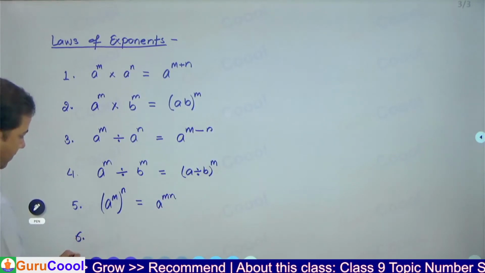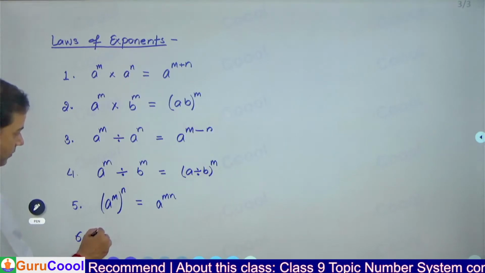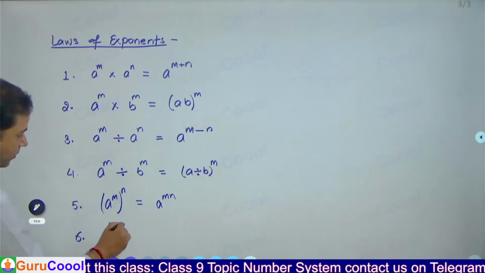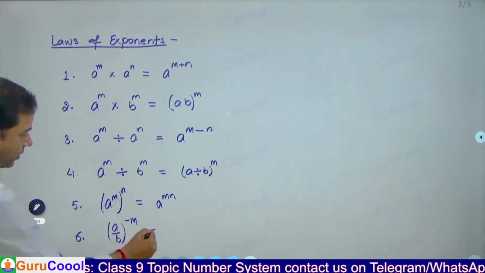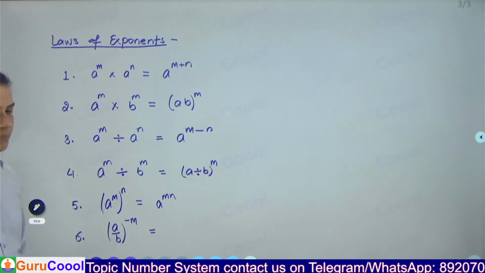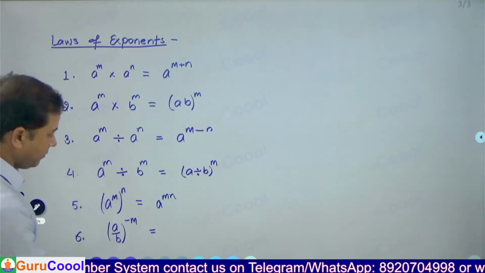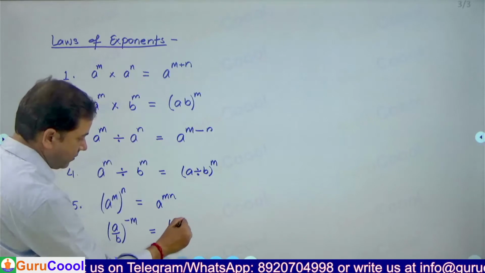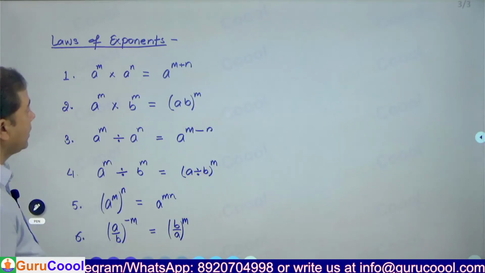Number 6, A by B raised to the power negative m. How do you handle? B upon A power m. B by A raised to the power m. Okay.